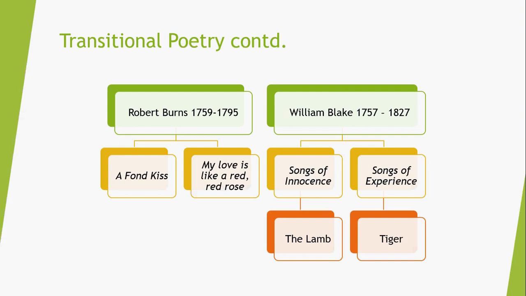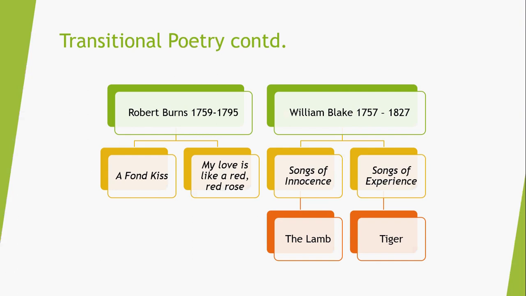Two of his poems are given as an example there, A Fond Kiss and My Love is Like a Red Red Rose. If you just look at the title of the poems, you will notice how this is a complete break from the neoclassical poetry. There is a romantic element that has crept in. The poet is talking about something very simple, something very common, something that is a part and parcel of everyday life, something that the neoclassical poets wouldn't ever think of.